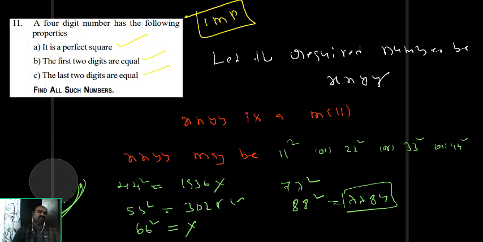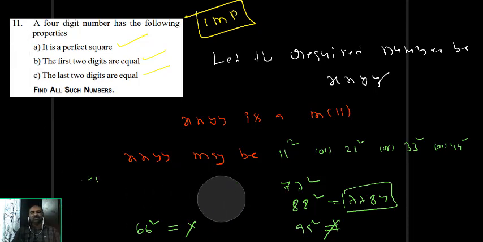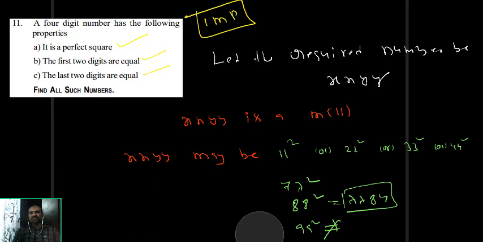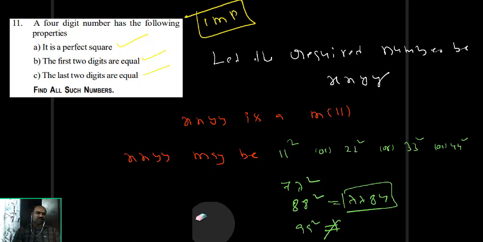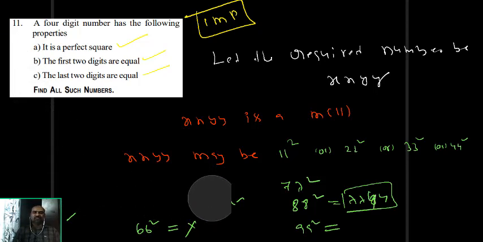Next, I will take 99 squared. 99 squared is 9801. This won't satisfy. If 99 won't satisfy, automatically 100 squared won't satisfy, because it becomes a 5-digit number. So only one required number exists. What is that number? 88 squared is 7744. Okay, that is the required number.